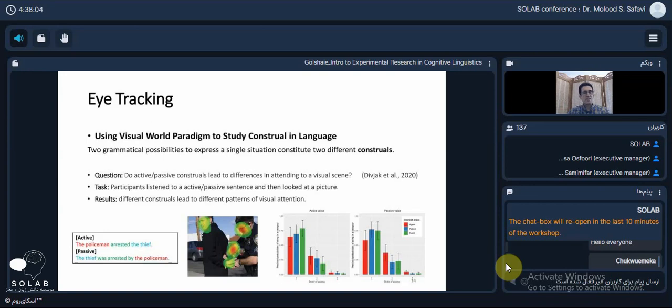But in passive sentences, as you can see in the bar graph, the fixation on the patient and the event was meaningfully higher compared to the agent. So according to these findings, they conclude that different construals can lead to different patterns of visual attention.